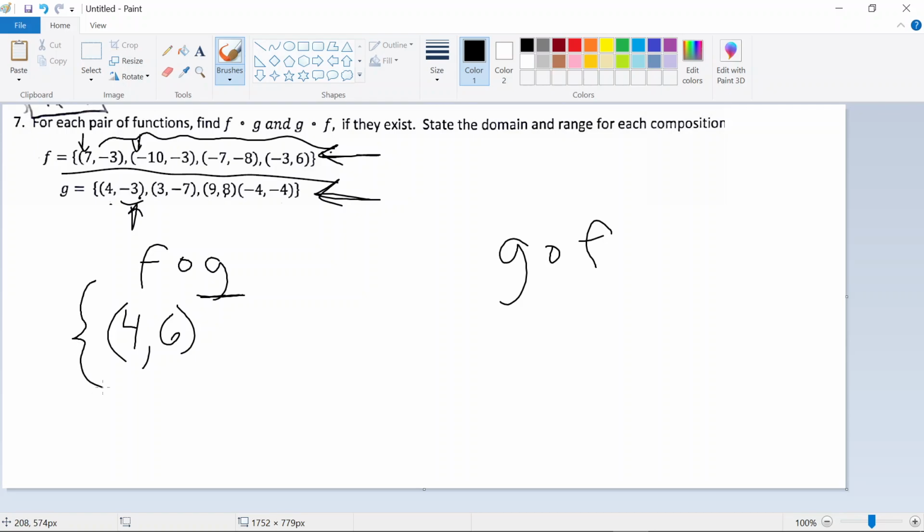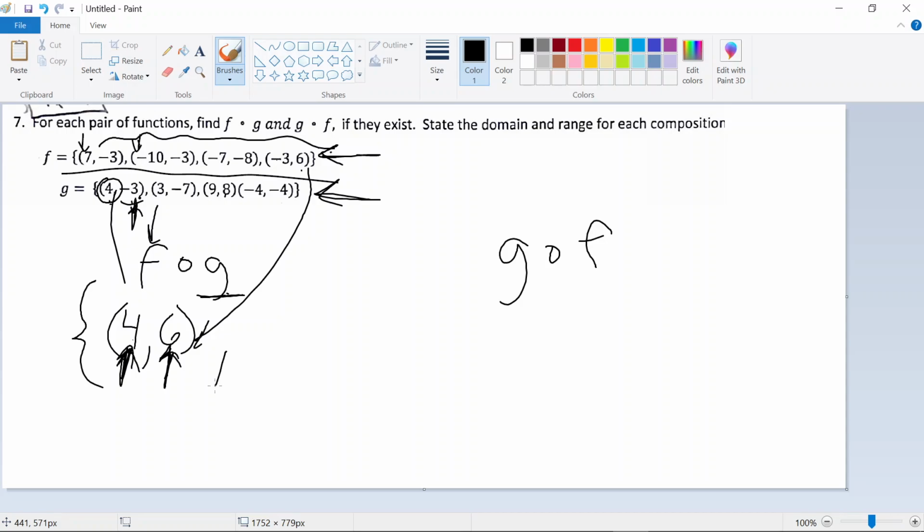So whatever's on the right, start with its X value, find its Y value, and then look that up in the function on the left. And if it has a value, that's what the Y value is. So this is the right function's X value, and this is the left function's Y value. Okay, 4, 6. So again, G started at 4, and it gives a value of minus 3. Then I look up minus 3 here. Minus 3 is 6. So I put 4, the starting value, and then the final value from F, 4, 6.